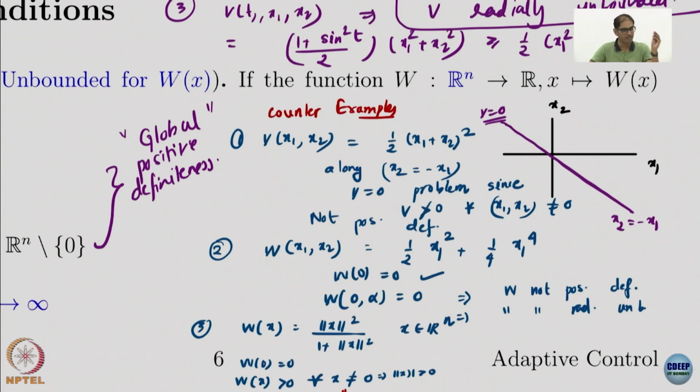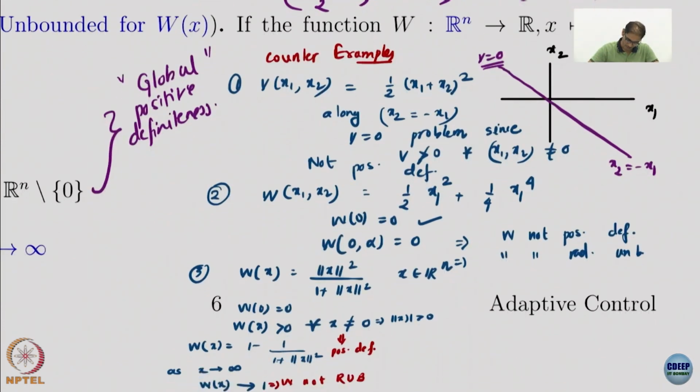The simplest thing to remember: if all the states do not appear in your W or V, whatever notation you want to use, then it is immediately not positive definite, and it is not a function we can do Lyapunov analysis with. So all states must appear. Simple. This is the first key requirement.